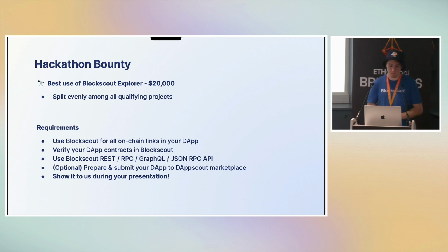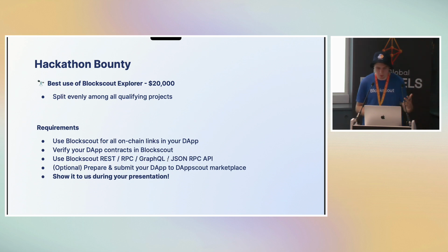So now to the good stuff. So basically, what we have for the bounty is very simple, very straightforward. We just have this pool prize of $20,000 for all projects that successfully use Blockscout throughout their builds. So basically, if you just use Blockscout as a way to link users to the block explorer for their transaction that they made through your DApp, to the contracts they interacted with, to their address profiles, or to something else, then you qualify.